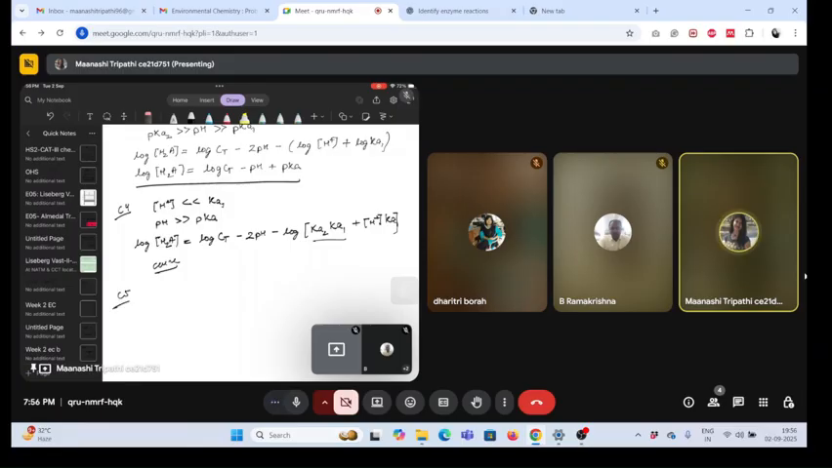Coming to case 5. Case 5 is H plus is less than Ka2. So pH is greater than pKa2. So here we are going to neglect all the H plus values. Wherever there is H plus, we are going to neglect it. So what is the final equation that we will get?